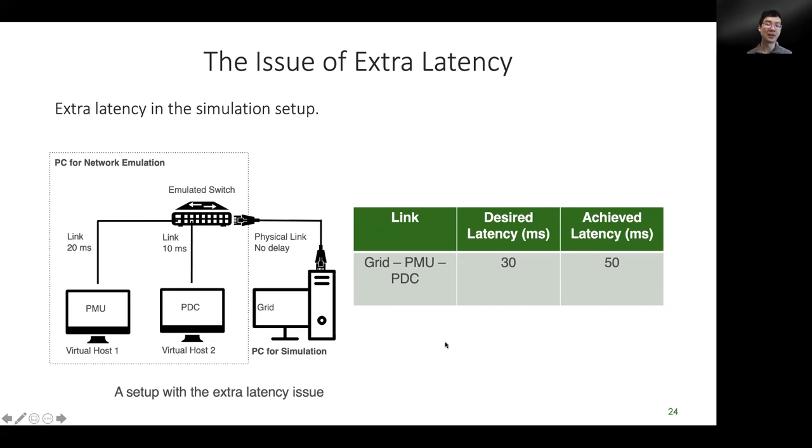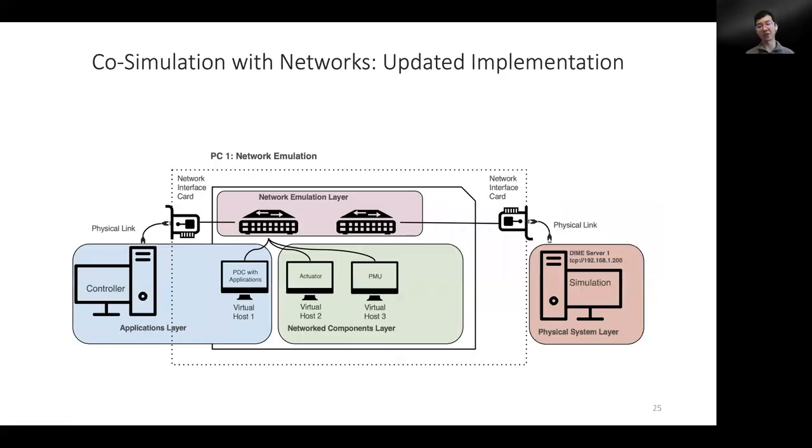To get rid of that extra 20 milliseconds of delay, we need a shortcut for the grid to drop data directly to the PMU. So we modified this implementation by first separating this switch so that this link connection to the physical and this physical link, both of them are latency free. And connected to this switch, we use a data broker, which runs 2 DIME clients. Notice that this link is also configured as latency free.